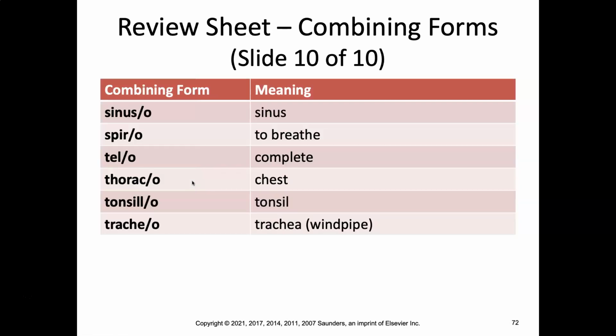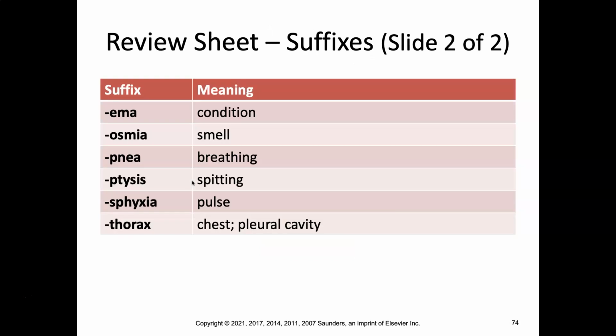Rhino, sinuso, spiro, tello, thoraco, tonsillo, tracheo. And then those suffixes, ema, osmia, nia, ptysis, asphyxia, thorax. And that is it. We have flown through the respiratory system. That took way less time than what I thought.